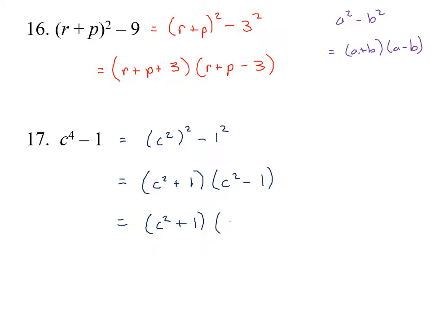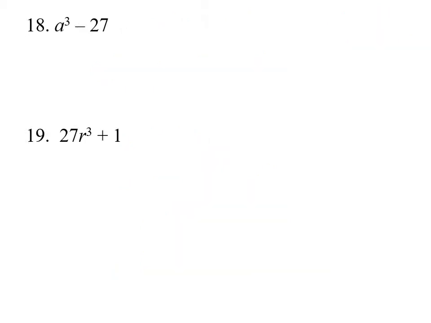But this second one is c squared minus 1 squared again. So I drop the squareds off, make one of them a plus, and one of them a minus. And that is as far as you can go. That's a little harder to check by multiplying it back out because you have to do it twice, but you could check it if you wanted to. Okay, let's talk about the ones with the cubes on it now.